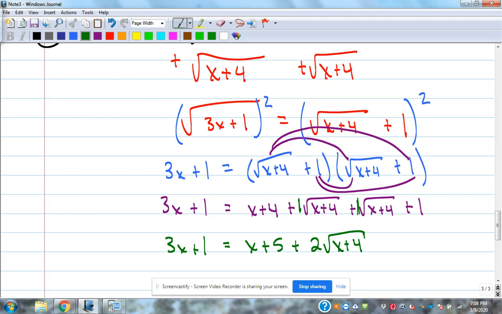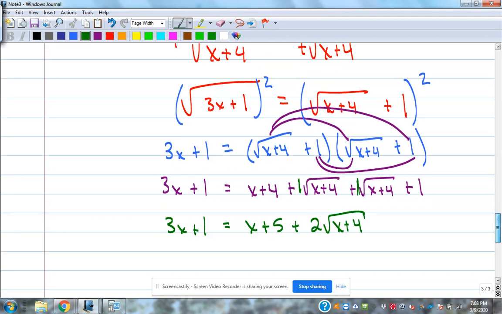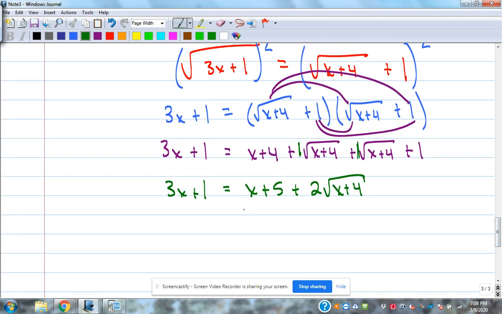How many square roots are still in that problem? Can I isolate it? Can I get it by itself? And then square to get rid of it. That's the idea here. So I'm going to move this x by subtraction and this 5 by subtraction. It's going to be 2x minus 4 is equal to 2 square root of x plus 4, because those are going to cancel out.